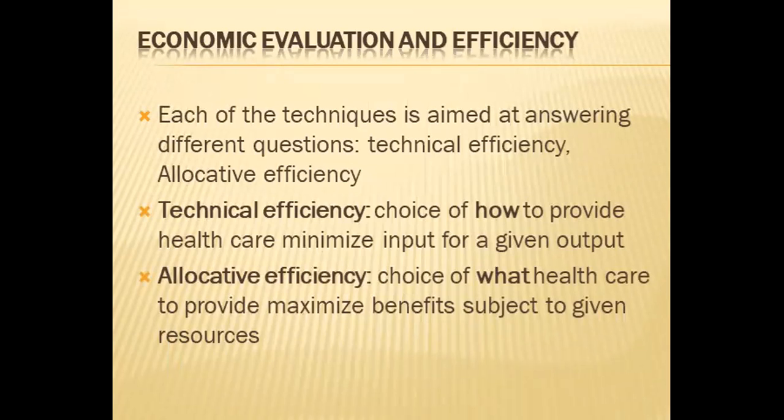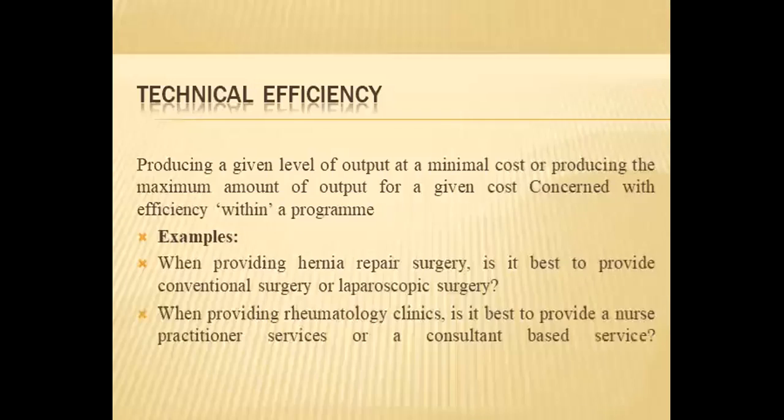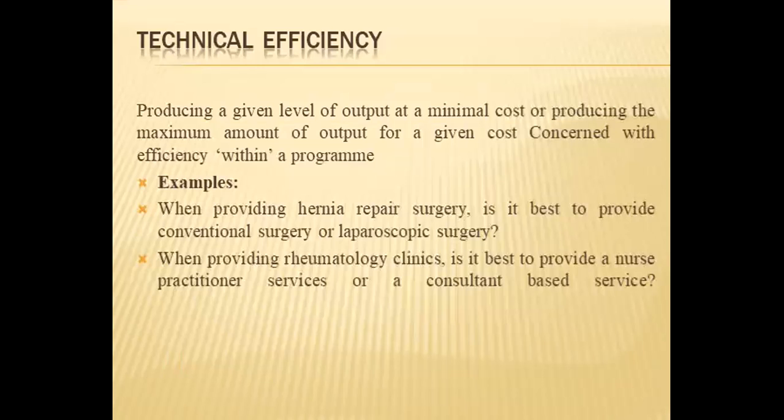In allocative efficiency, the choice of what healthcare to produce or provide is made to give maximum benefit subject to given resources. Technical efficiency is actually a given level of output at minimal cost, or producing the maximum amount of output for a given cost, concerned with efficiency within a program. For example, when providing hernia repair surgery, whether it is best to provide conventional surgery or laparoscopic surgery.